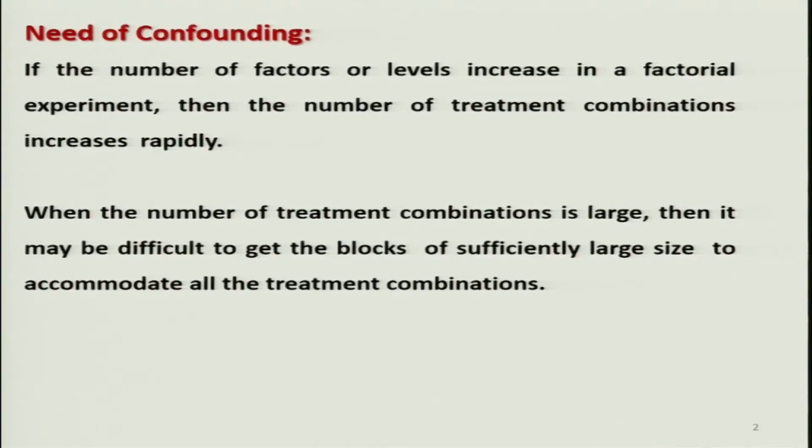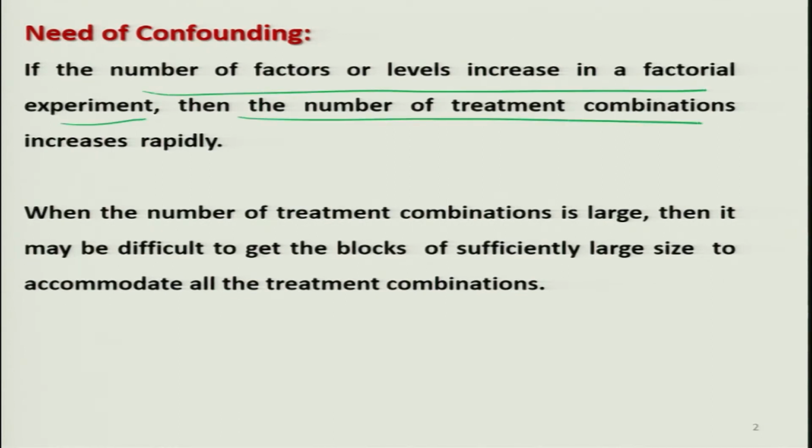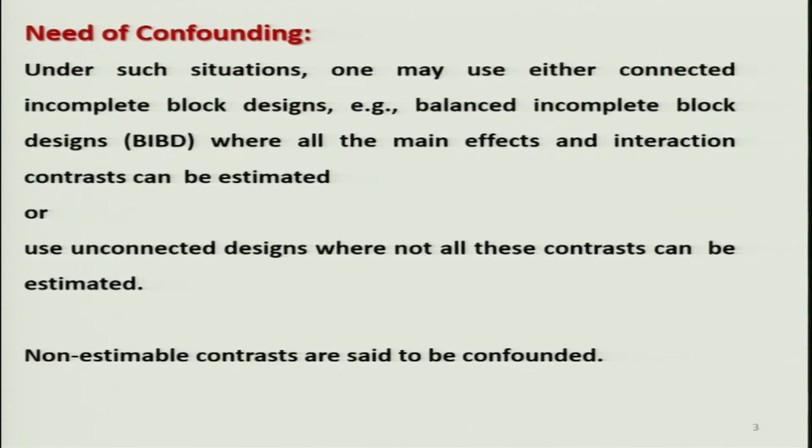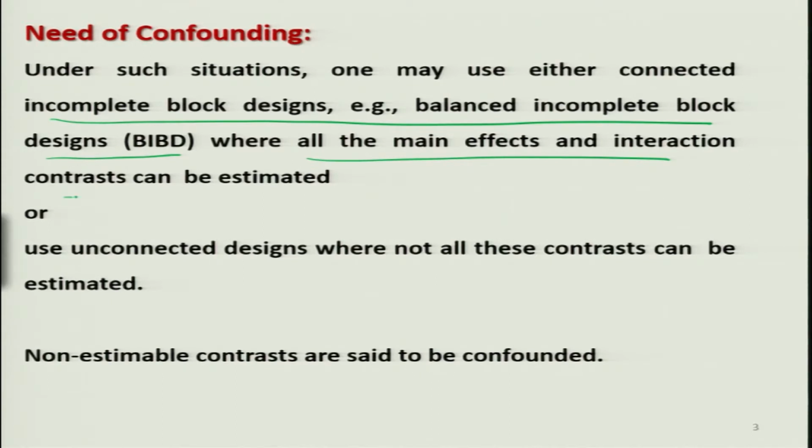First we have to understand why we need confounding. If the number of factors or levels increases in a factorial experiment, then the number of treatment combinations increases rapidly. When the number of treatment combinations is large, it may be difficult to get blocks of sufficiently large size to accommodate all the treatment combinations. This is exactly what we just talked about. Under such situations, one may use connected incomplete block designs, like balanced incomplete block designs, BIBD, where all the main effects and interaction contrasts can be estimated.